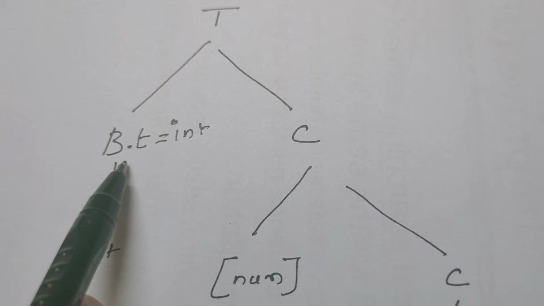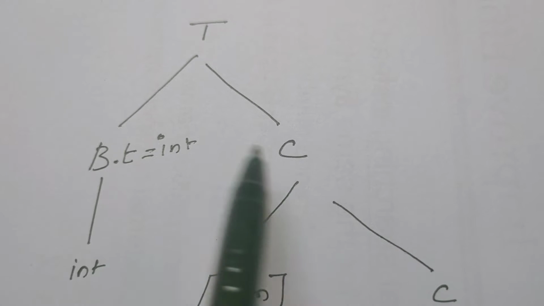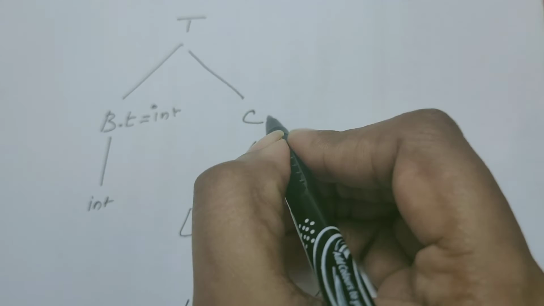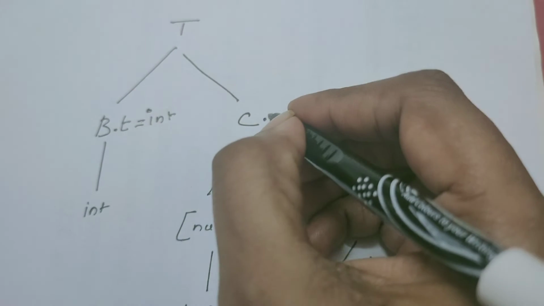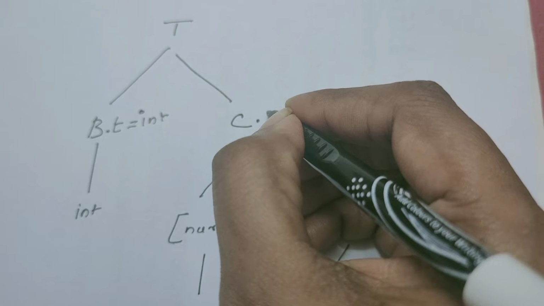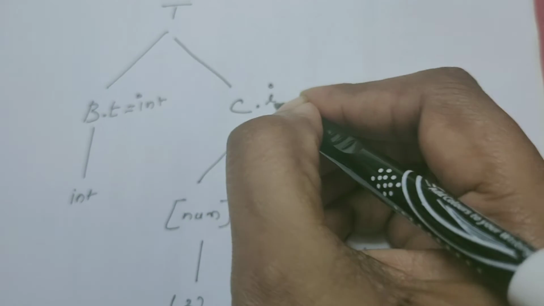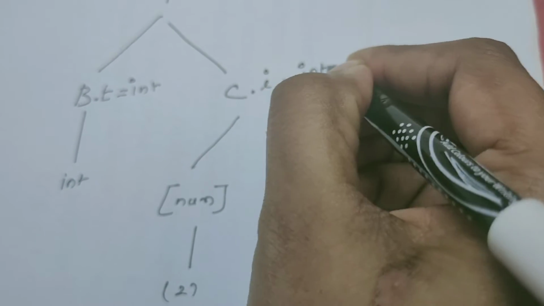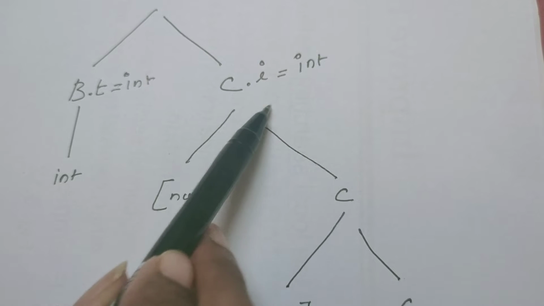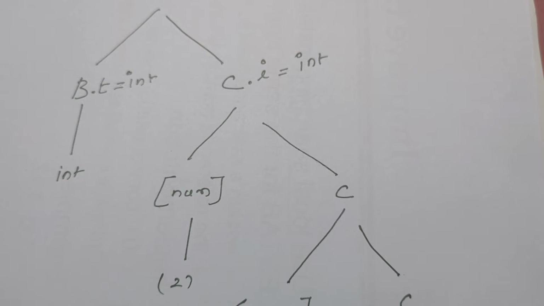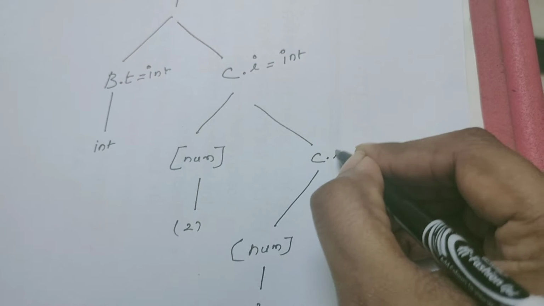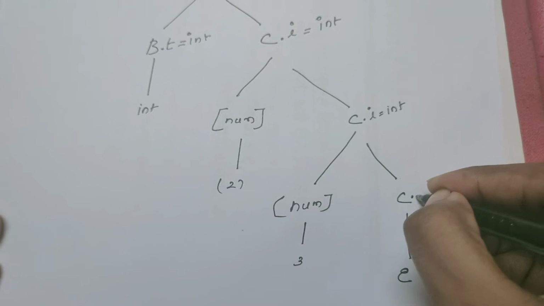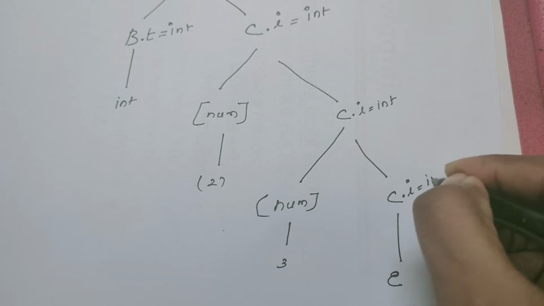From here, the data flows. Once a basic data type is known, that value is sent to its sibling. What is the sibling here? C. So from here, C takes a value. Since it is inheriting the value, let me use the name, okay, something like I. C.I, where I denotes the inherited attribute. C.I is equal to integer. Then after that, this data type flows down the parse tree. So this C also takes a value integer, because we have come to know it is of type integer.